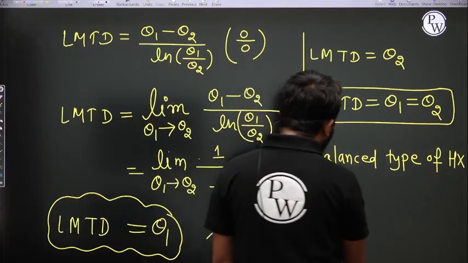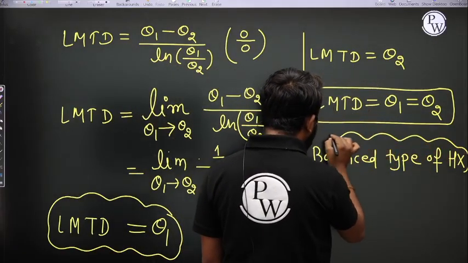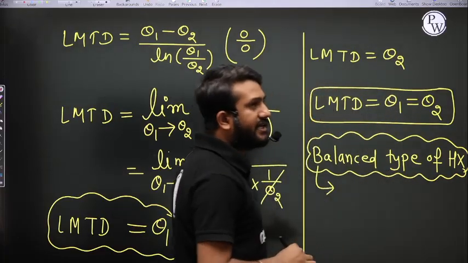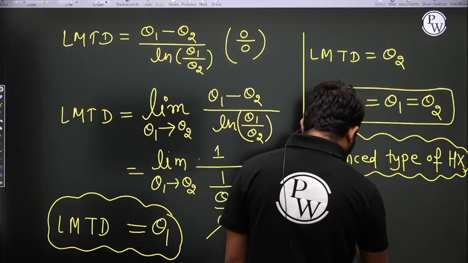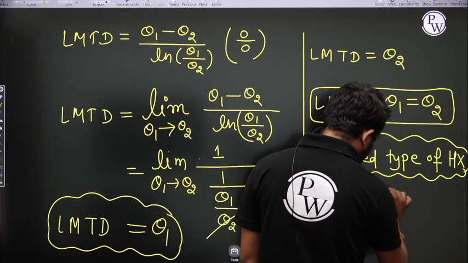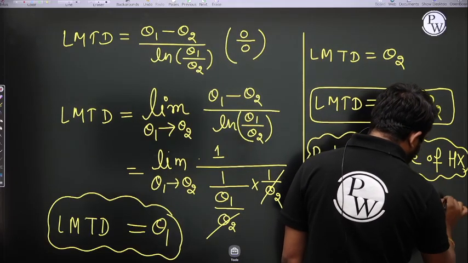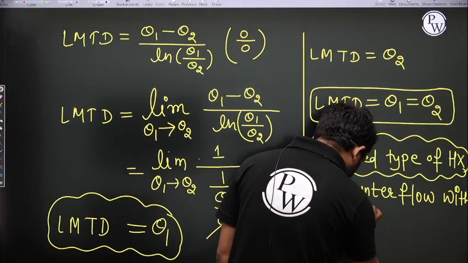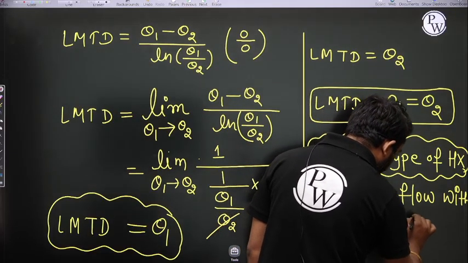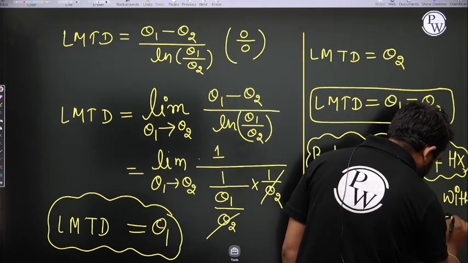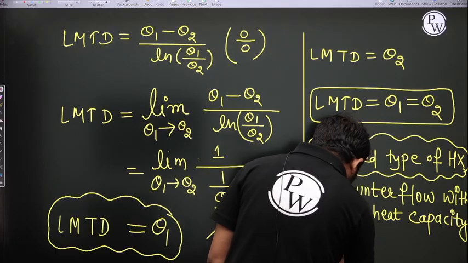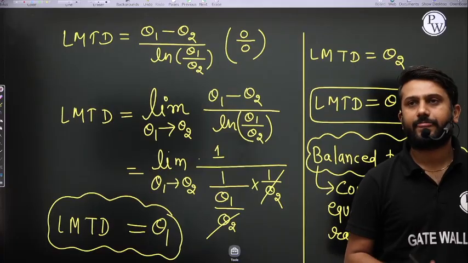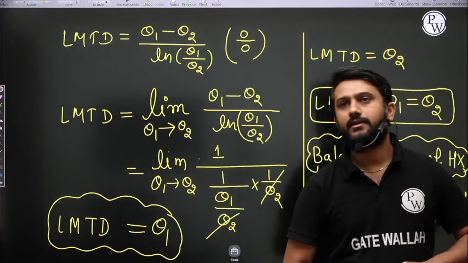So whenever in a question it is mentioned that it is a balanced type of heat exchanger, that means it is counter flow with equal heat capacity rate. Counter flow with equal heat capacity rate. Is it clear? Is it clear to everyone?